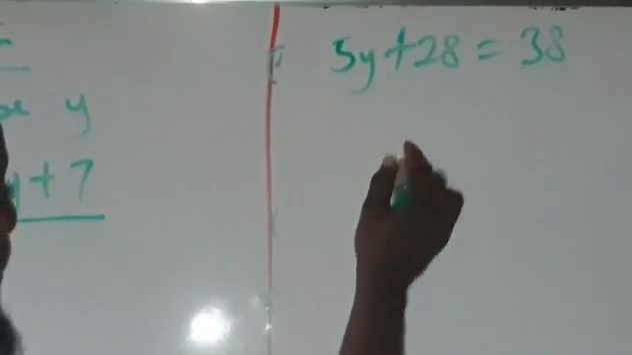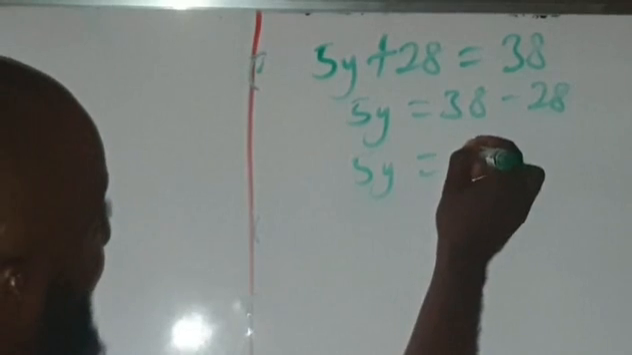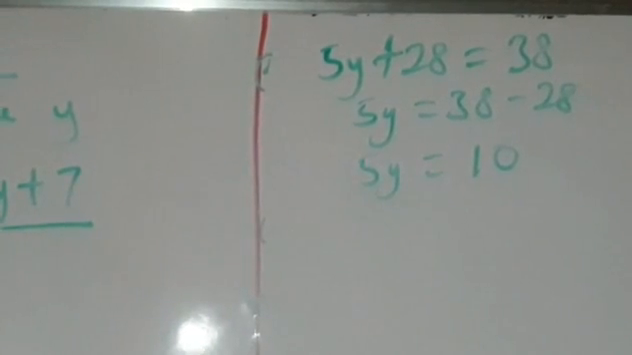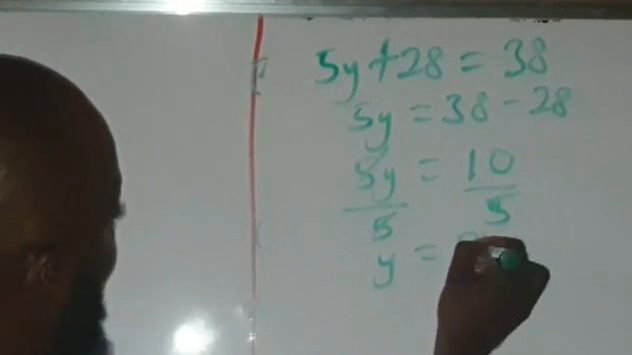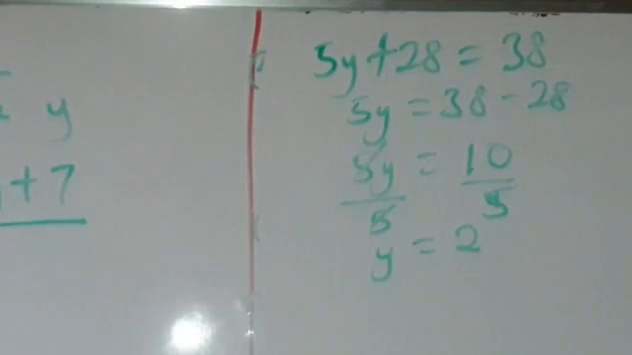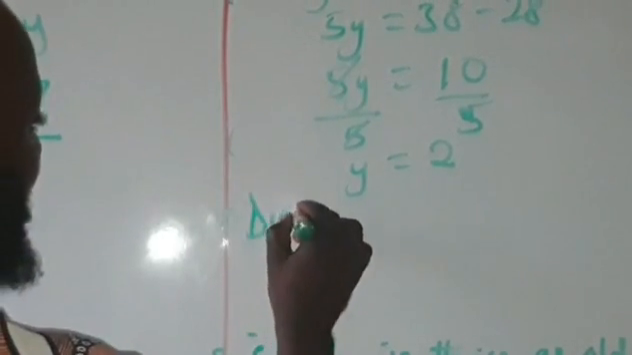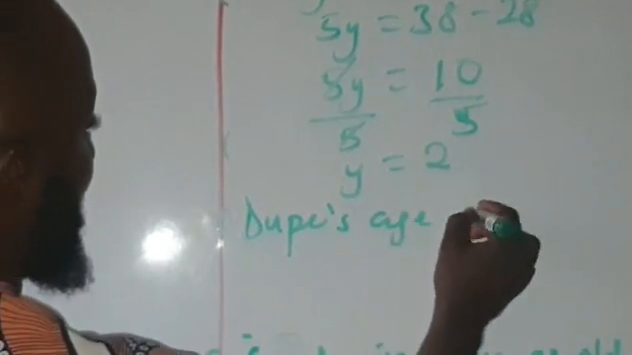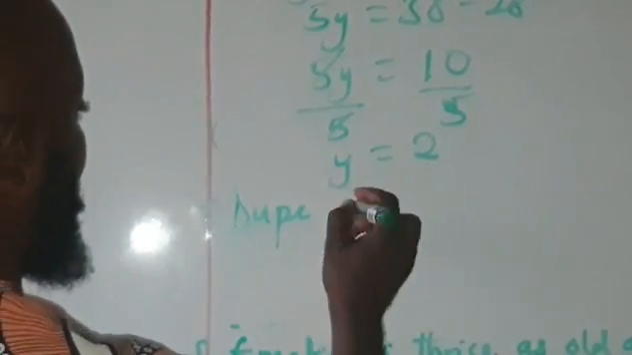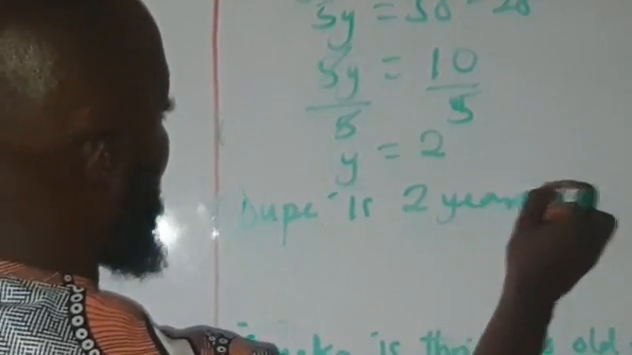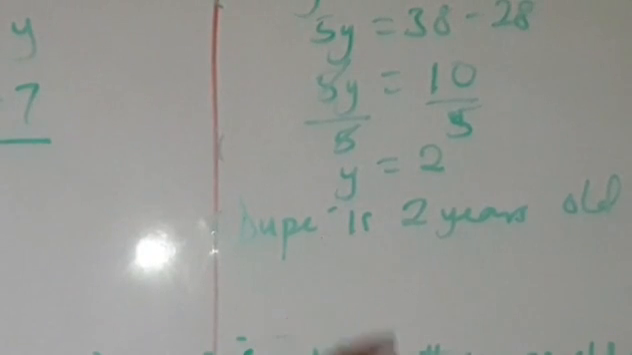So here we collect like terms. That is, 5y equals 38 minus 28. So 5y equals 10. Next thing is to divide both sides by 5. Therefore y equals 2. And don't forget, Dupe's age is y. So this means Dupe's age is 2, or we can say Dupe is 2 years old. They can ask us other questions here. So Dupe's age is 2 years old.